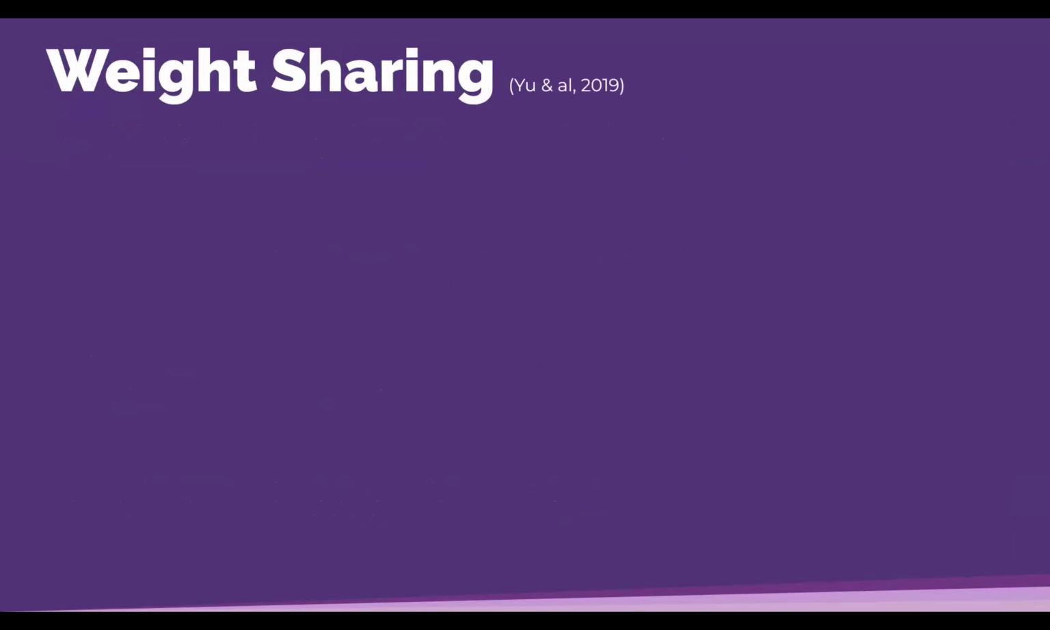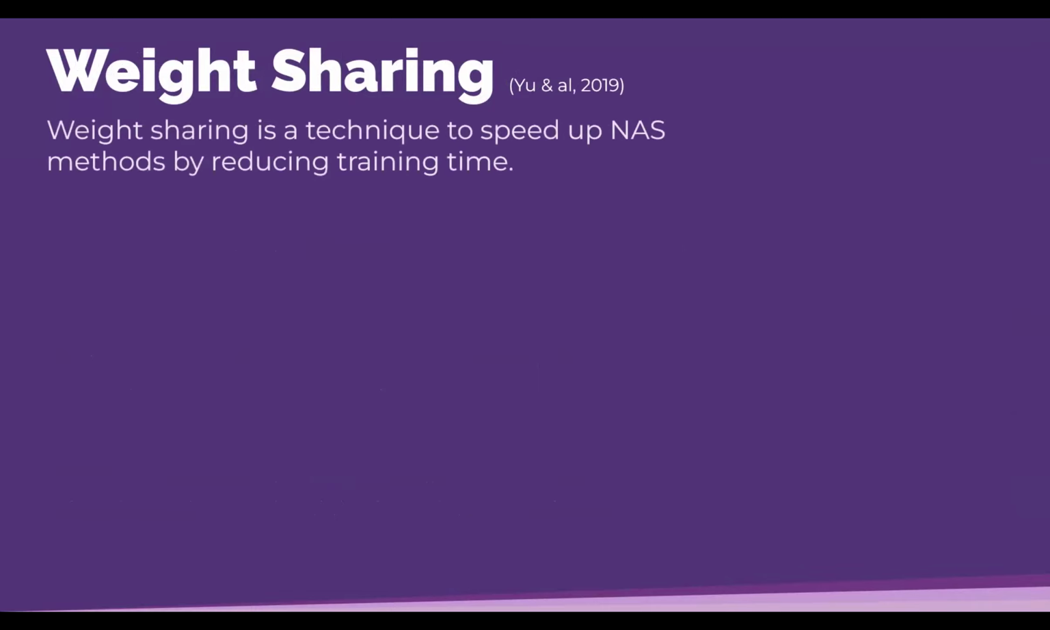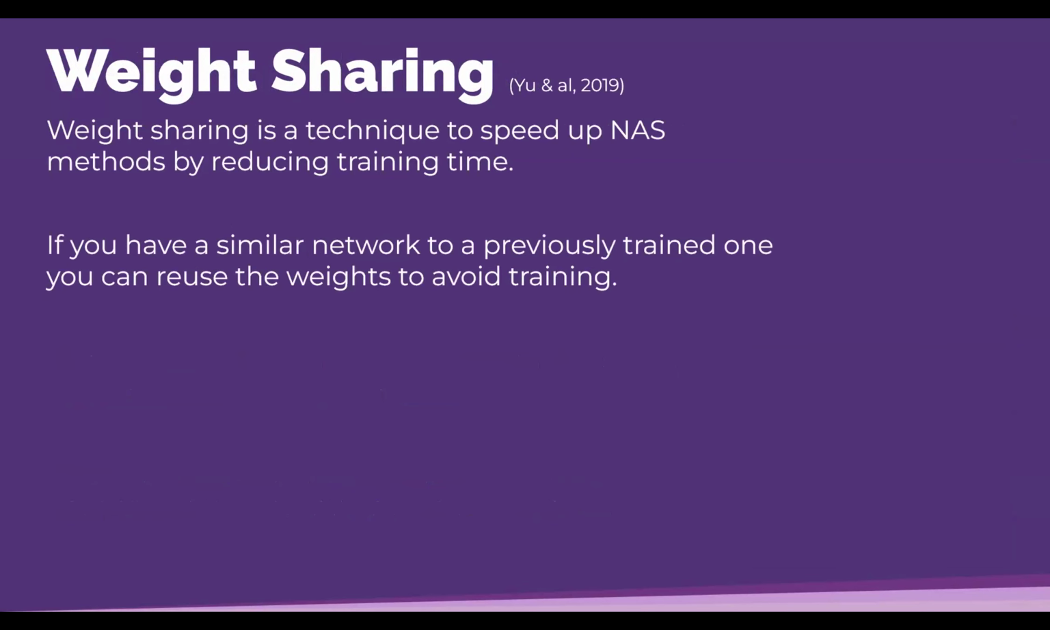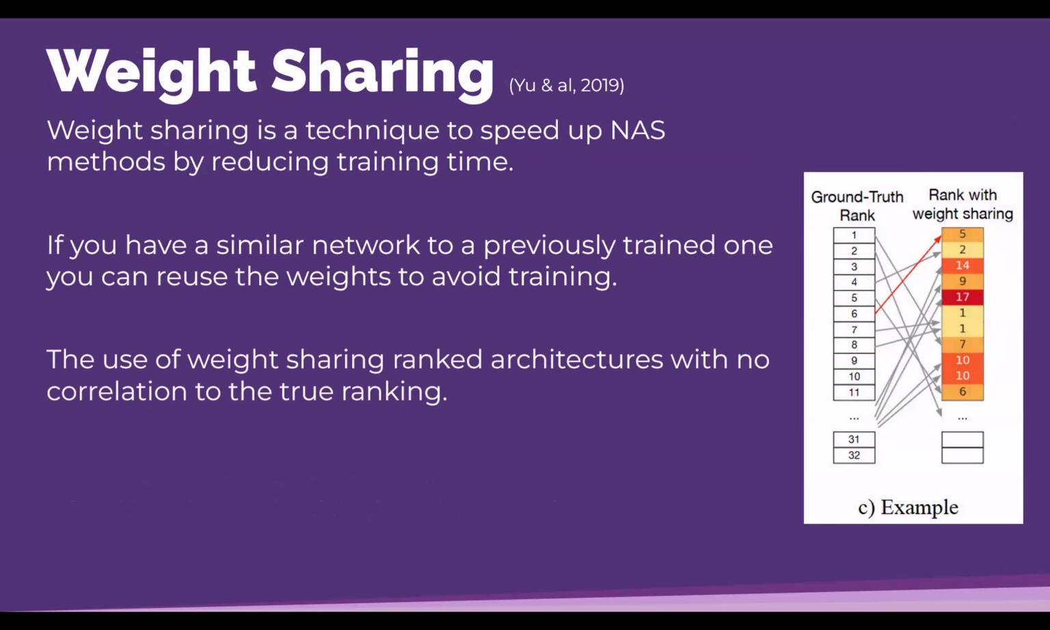The final main point that Yu et al. found in their paper, which was a problem, is with weight sharing itself. As a quick reminder, weight sharing is a technique which we use to speed up NAS, and this involves similar networks sharing weights across similar edges to reduce the amount of training time. The problem with this is they found that algorithms that used weight sharing produced architectures they ranked as the best, and the true ranking didn't correlate at all.